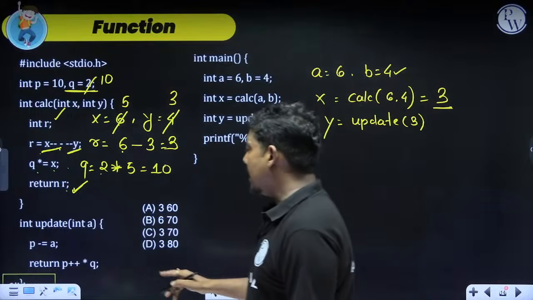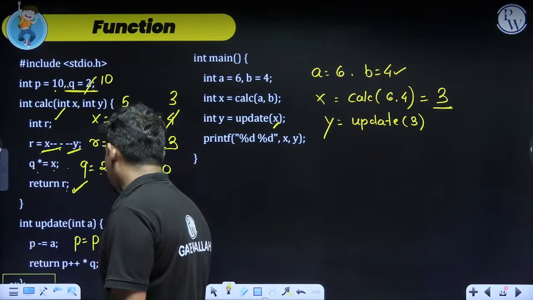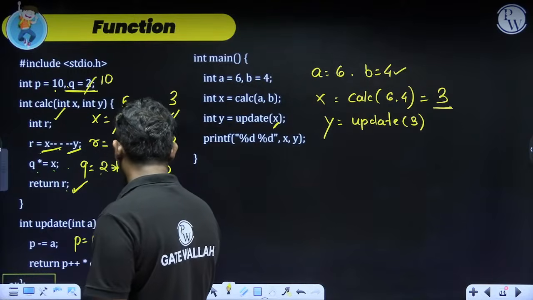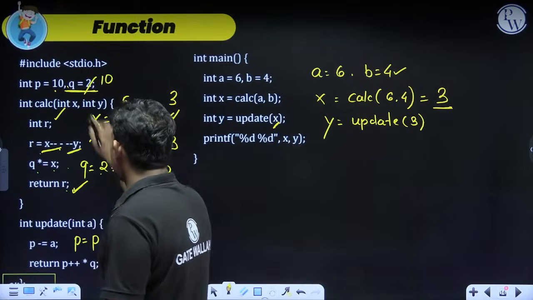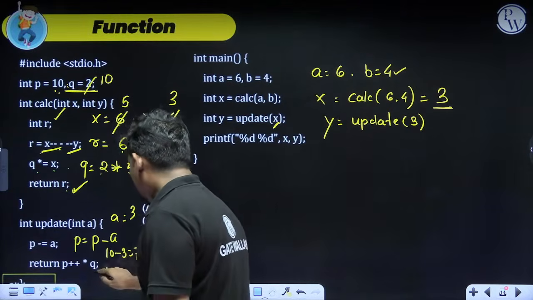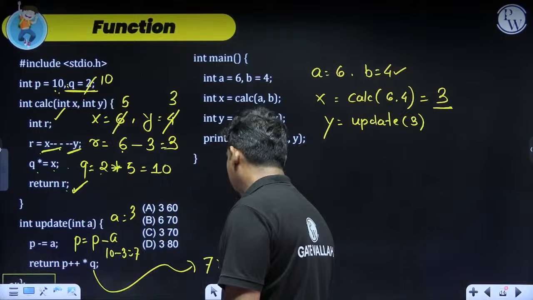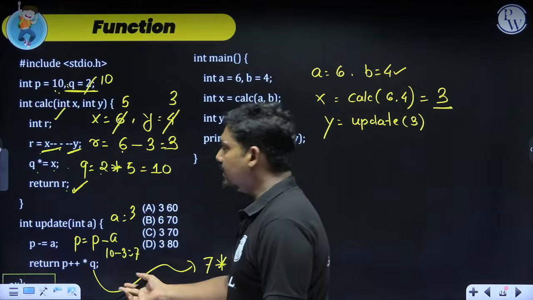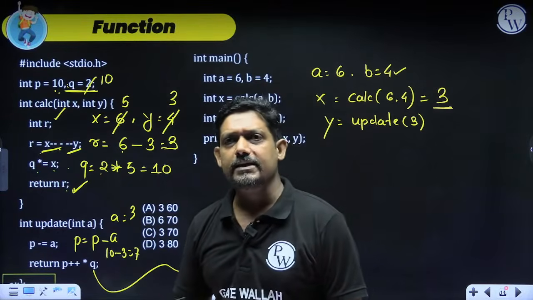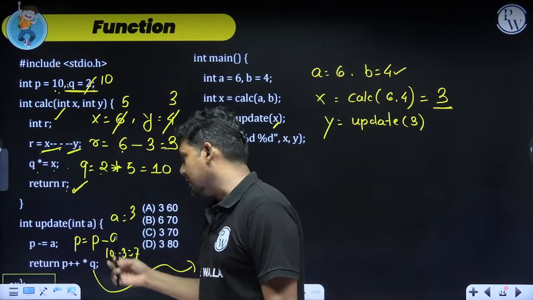Now here it says p minus equal to a. What is p? 10. So p is equal to p minus a. I am passing the value a equal to 3. So it will be 10 minus 3, that is equal to 7. And now when you return the value, it is p plus plus, so I will use the value 7 multiplied by 10. Again there is a post. So answer C is coming in this case. Option C is correct. Option C is coming correct here, which is p plus plus multiplied by q.